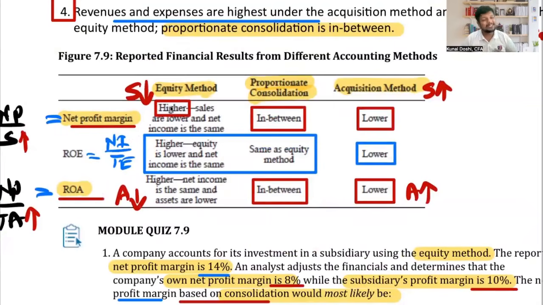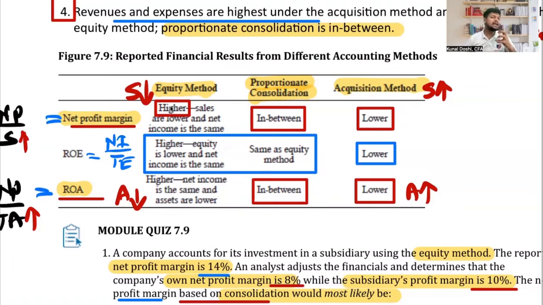Since the net income is same under all, what happens is that when I look at the net income margin, the revenue amount is different. The revenue is highest under acquisition method because you're going to combine together. So therefore, the net profit margin is lowest under that method. All right. Proportionate is next and equity is relatively higher. Why? It's because of the higher sales which is recorded in the acquisition method.